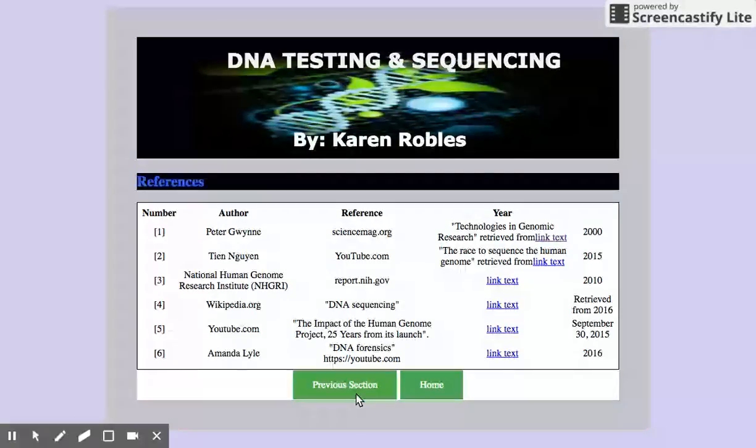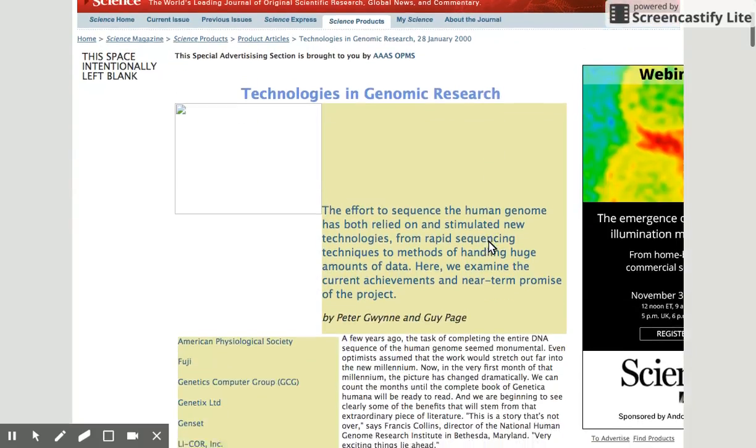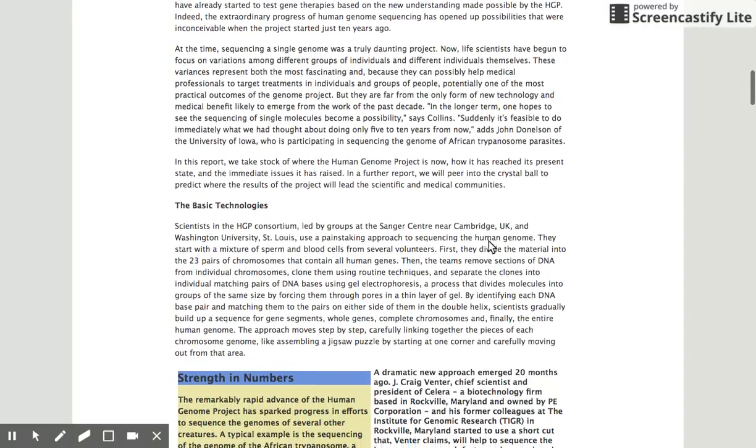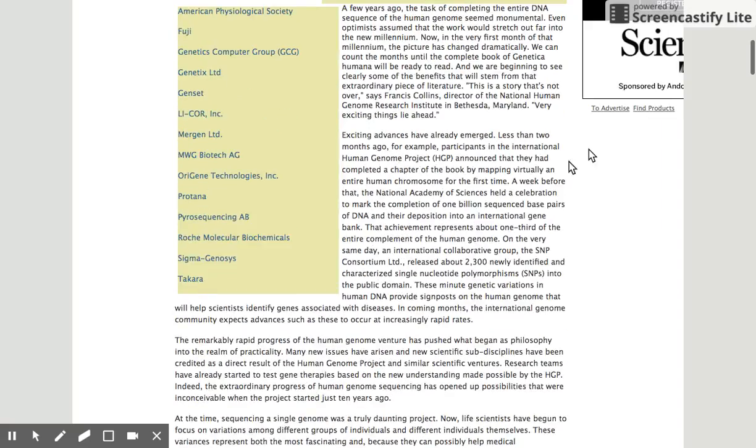For my references page, I decided to use my first link, and this right here definitely was very long, but it had a lot of great information that I used and that I found very, very helpful in my research of DNA testing and sequencing.